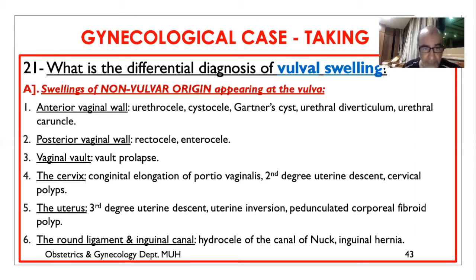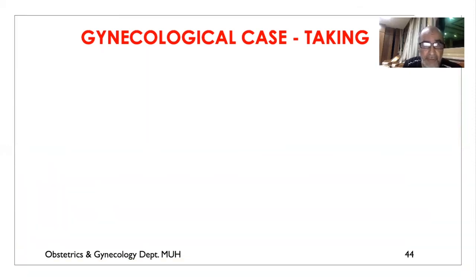However, some rare conditions such as hydrocele of the canal of Nuck and inguinal hernia appear as cystic swelling at the mons and the groin region, and may be considered as differential diagnosis of vulvar swelling because the vulva includes the mons veneris.